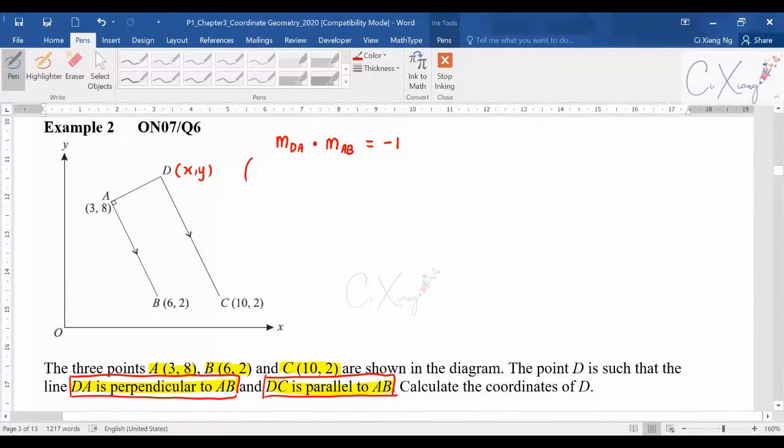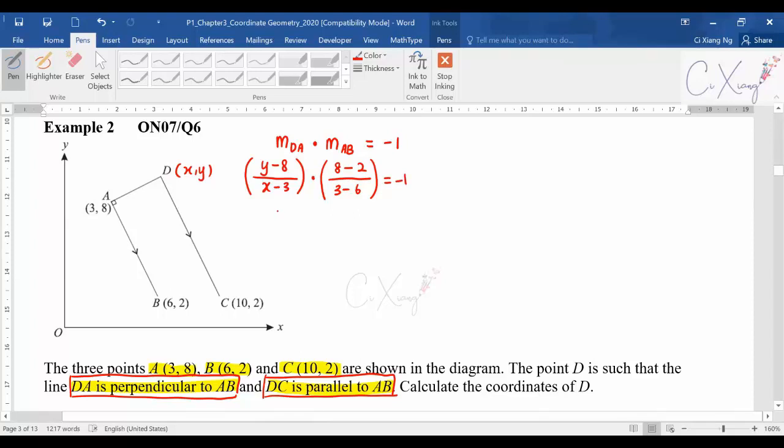Okay, so what is the gradient for DA? So DA means y minus 8 divided by x minus 3. The y coordinate of D, so y minus 8 divided by x minus 3, multiply with the gradient of AB. So AB means you can take 8 minus 2 divided by 3 minus 6, and you get it equals to negative 1.